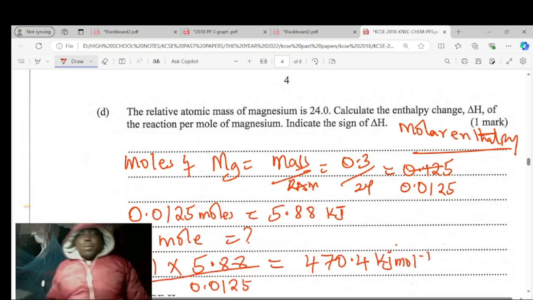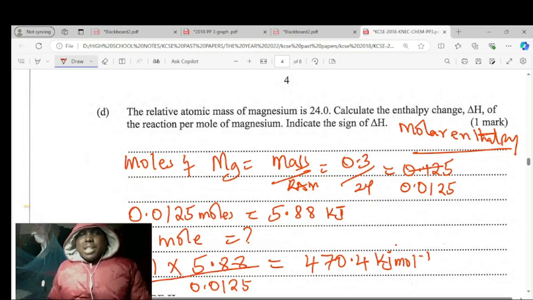Kilojoules per mole. Before you move on, if you don't write the sign to indicate whether the reaction was exothermic or endothermic, you will lose half a mark. So half is going to be deducted from the answer. Remember, this is given one mark. You have worked until you reach here, and then you are deprived of the mark because you did not put the sign. It is very painful. You have done a lot of work, and you lose the mark here.